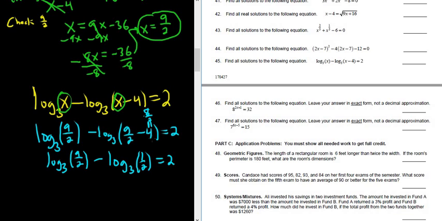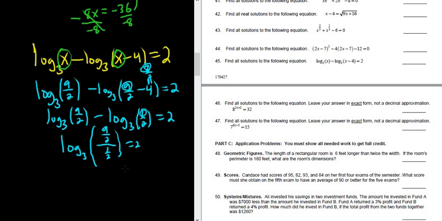Again, we had to subtract the 9 halves and the 4. So what you do is you think, how can you write 4 as a number over 2? Well, 8 over 2 is equal to 4. So the 9 minus 8 is 1. Now we have a minus sign, so we can use the quotient rule. So this is log base 3 of 9 halves divided by 1 half, and this is equal to 2.